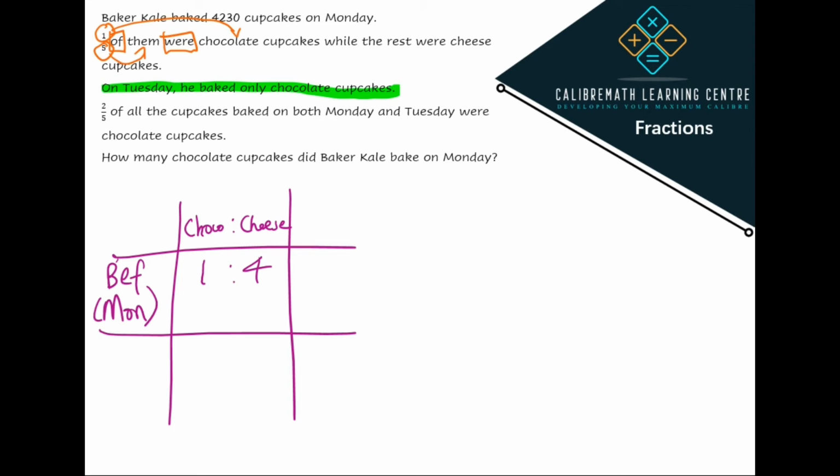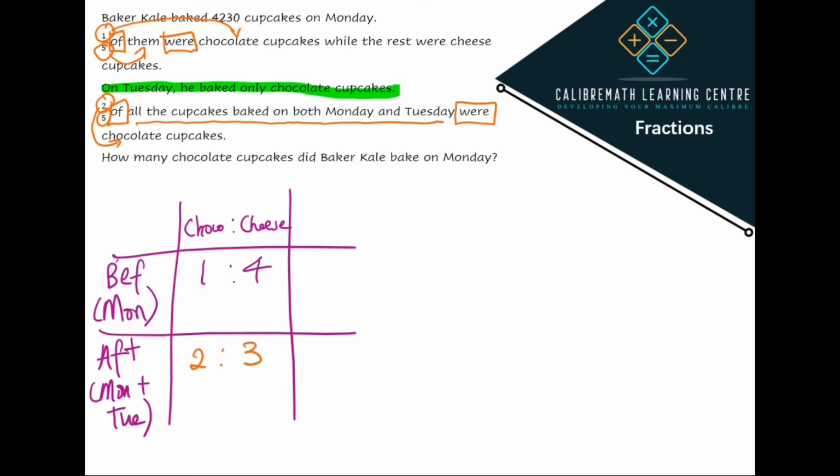Okay, then we're going to do the same thing for the after ratio. So for the after ratio, they are talking about Monday and Tuesday. It says that 2/5 of all the cupcakes baked on Monday and Tuesday were chocolate cupcakes. Now we're going to do the same thing. We're going to box up the keywords of and were. So that will tell us that the 2 units here is referring to the chocolate cupcakes. We can fill that in. And the 5 units is referring to all the cupcakes baked on Monday and Tuesday. So cheese will be 5 minus 2, which is 3 units.